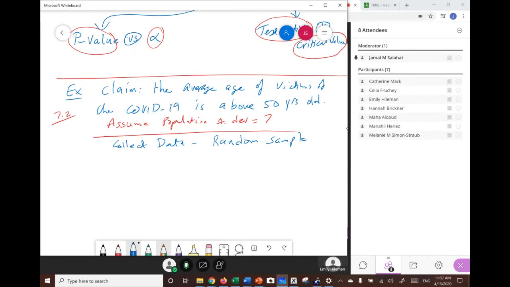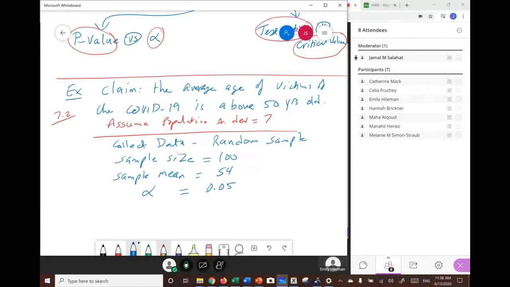In your survey, your sample included, let's say, 100 people. You surveyed 100 people who were infected with this virus. And from your sample, you found the sample mean, the average age, to be, let's say, 54 years old. Okay. Now let's assume that alpha, given to you, is 0.05.